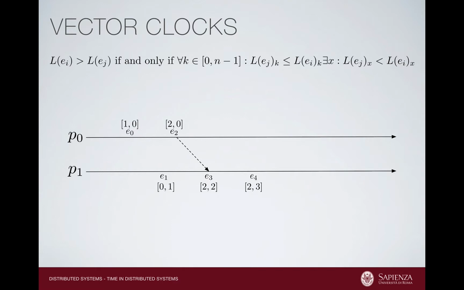The first location of event E1 is 0. The first location of event E0 is 1. So for that location, the timestamp of E0 wins. But for the second location, the timestamp of event E1 is greater than the timestamp of event E0. So in this case, the timestamp of E1 wins. What does it mean? It means that these timestamps are not comparable for our rule, and it means that these events are not causally related, and so they are concurrent. So the vector clock captures causality in a perfect way. In such a case, we say that if two vector clocks are not comparable, then the corresponding events are concurrent.